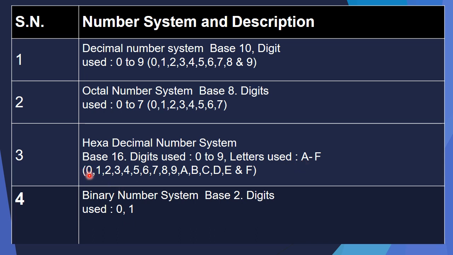So what is the total number of digits over here? 0, 1, 2, 3, 4, 5, 6, 7, 8, 9 and then A, B, C, D, E, F. A over here is 10, and after 9 it is 10, no? And B over here is how much now? 11, and C is 12 and D is 13 and E is 14, F is 15. But the total number of digits over here is 16 only, including 0. And then next is the binary number system. Base is 2, then the digits used are 0 and 1.